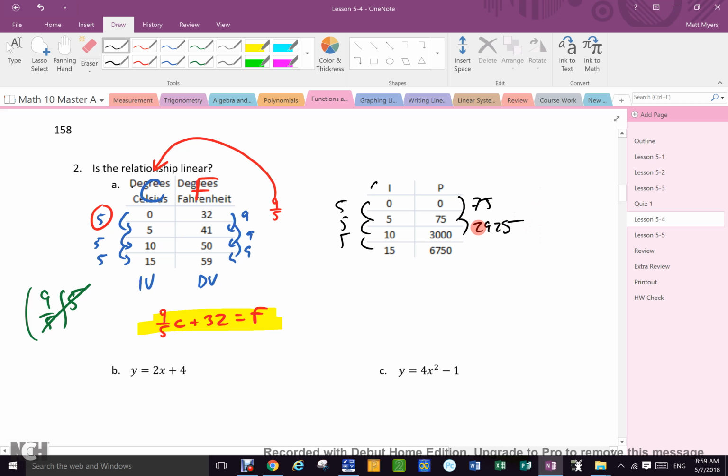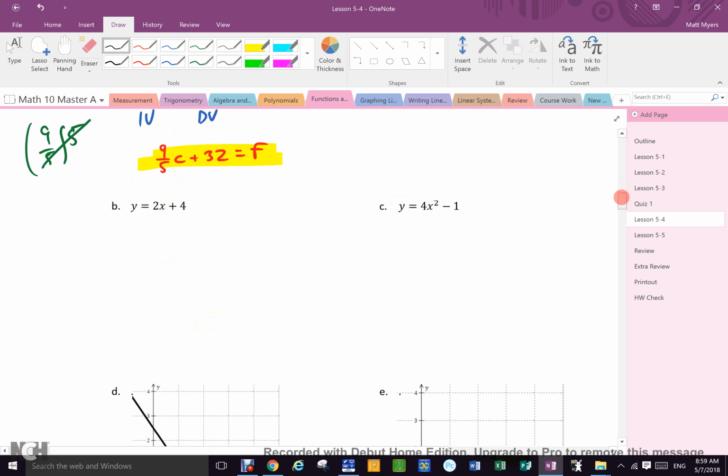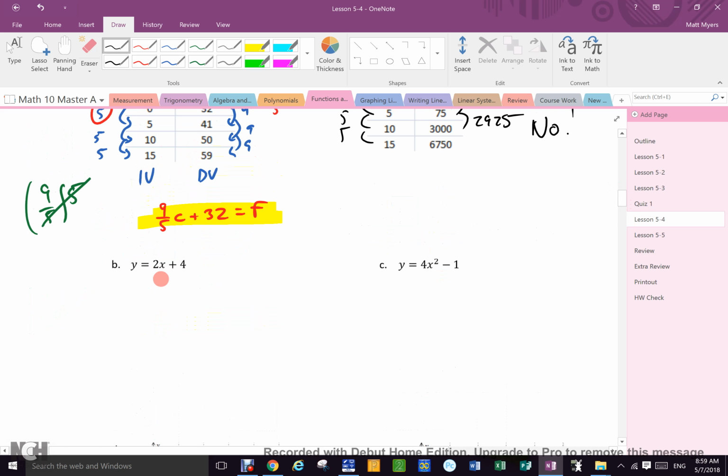So is this one linear? No. So I can't even make an equation for it. Everybody good? What about this one? I've given you the equation. Do you know if it's linear? Some of you do by looking at it right away. The only way to prove it, though, is to make the chart.